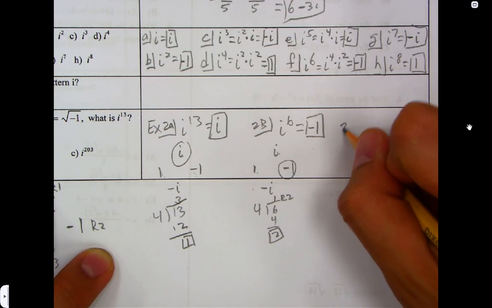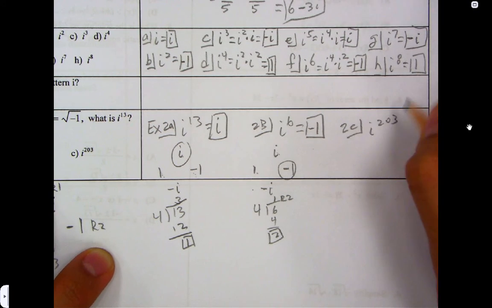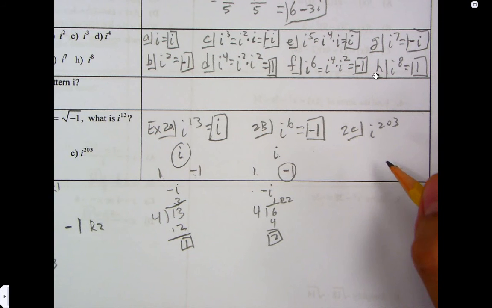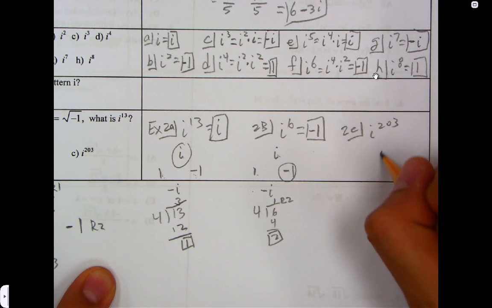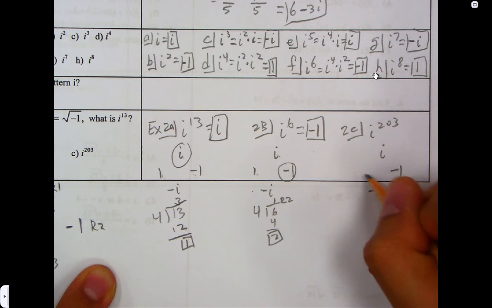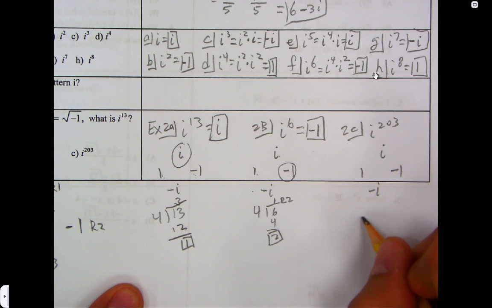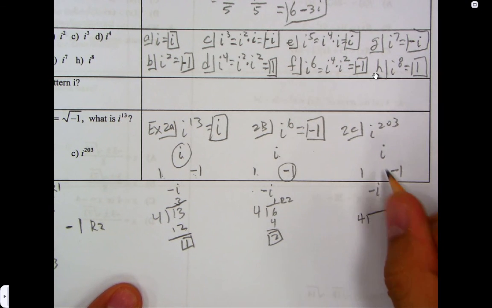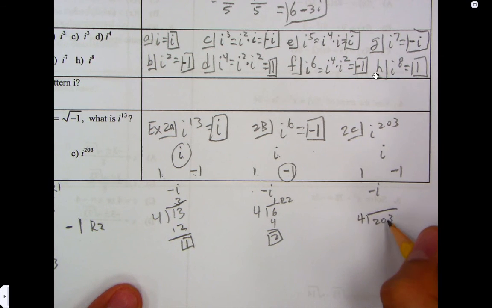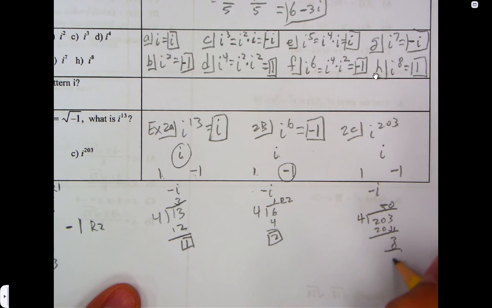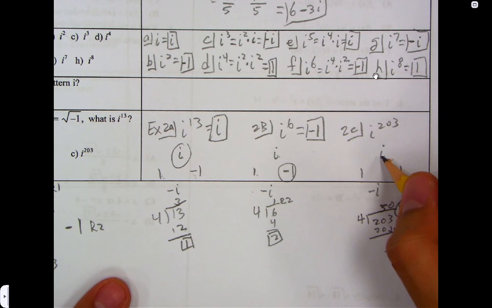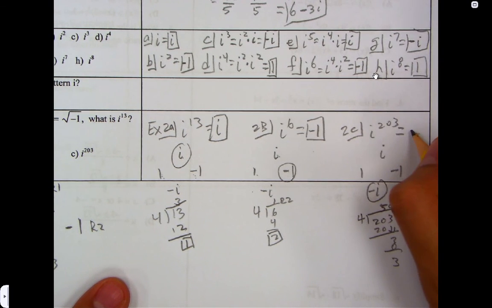And last one, 2c, I to the 203. So I'm going to write my pattern here: I, negative 1, negative I, 1. I can count 203 times, but I don't think I can count that long. So I'm going to use the other way, the shorter way. It repeats after every 4, so 4 goes into 203, 50 times. Bring down the 3. 4 goes into 3 0 times, so your remainder is 3. So I'm going to count however many the remainder is. Start at I. 1, 2, 3. So I to the 203 is negative I.